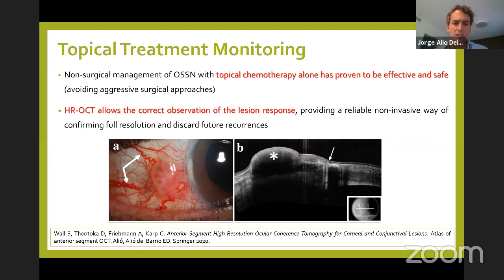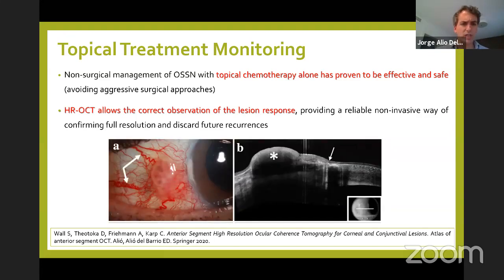But in order to do this in a reliable manner, we need to see what is going on in the lesion, if the lesion is responding to this topical treatment without surgery. And the OCT provides this because the high-resolution anterior segment OCT is able to provide us a non-invasive way of seeing if the lesion is healed, if it has gone, and also to discard future recurrences.